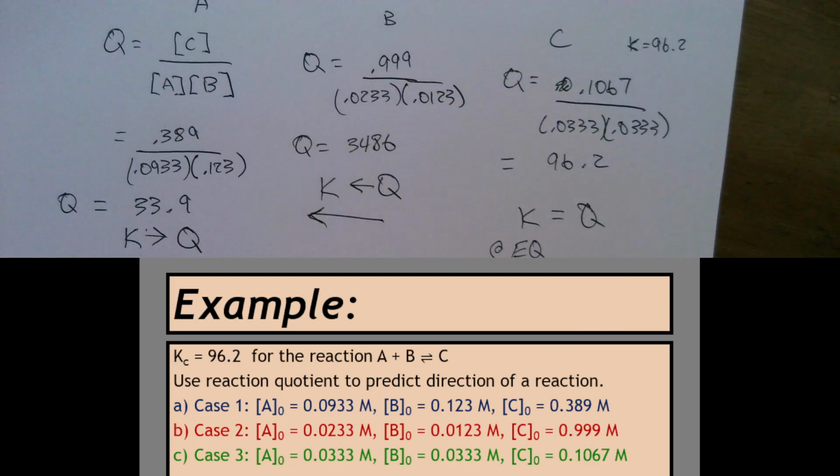And that's what Q is used for. Compare it to K, see which way you need to go. Q can be your initial concentrations. It can be your current concentrations. K is only your equilibrium concentrations, once the reaction rates are equal.